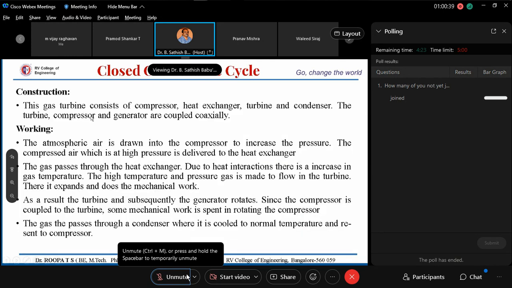So this turbine, can we say it behaves like source and sink in a heat engine? Yes, of course. So very similar to that.